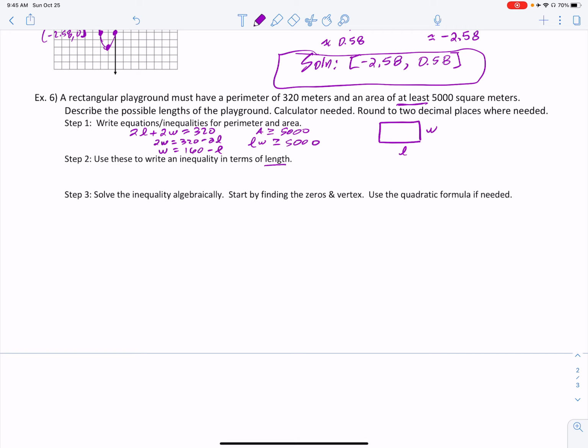So solving for W, and then I'm going to substitute that in for W here, and then I will have an inequality in terms of length. So that is length times 160 minus L greater than or equal to 5,000. Now, you can't solve these without getting them compared to 0. So you need to think through this. We have 160L minus L squared greater than or equal to 5,000.